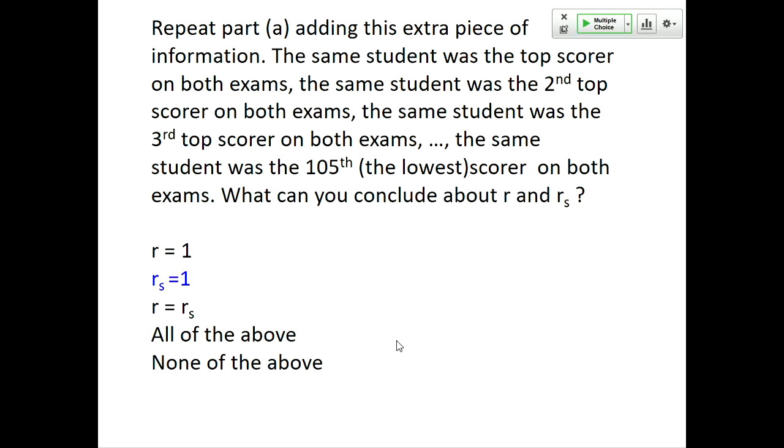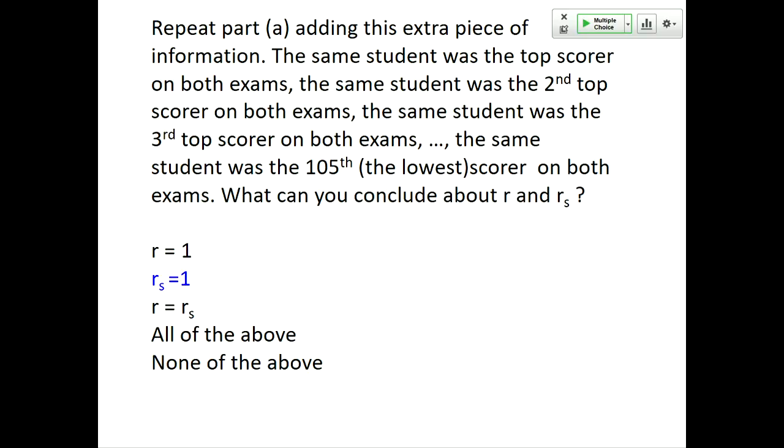So if you change them to ranks, you'd have the same exact ranks on both exams. So you know that this is equal to 1, because if you know you're the top score on one exam, you know you're the top score on the next exam. But does that mean the correlation coefficient is equal to 1? No. Even though the averages are this, you can't predict your exact score, right?